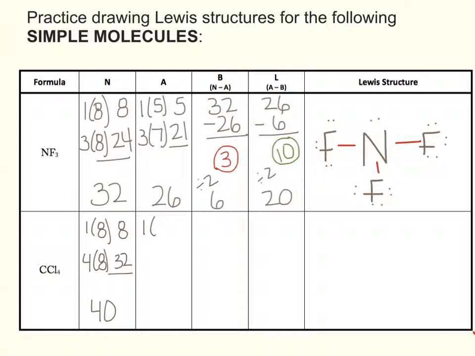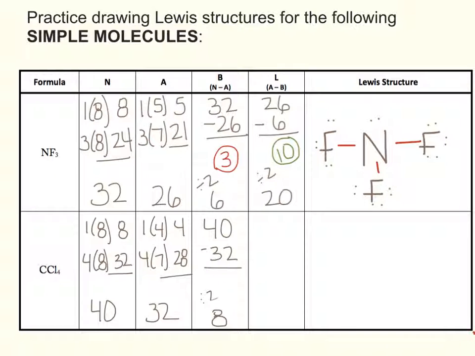There's 1 carbon atom, which has 4 valence electrons, and then our 4 chlorines each have 7 valence electrons, and that gives us 28. Add those together, we have 32. N minus A will give us the B, which is the bonding electrons, and we're going to divide that by 2 to get the number of bonds that we will use in our Lewis structure.